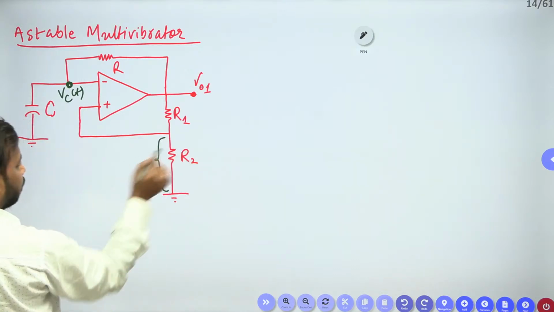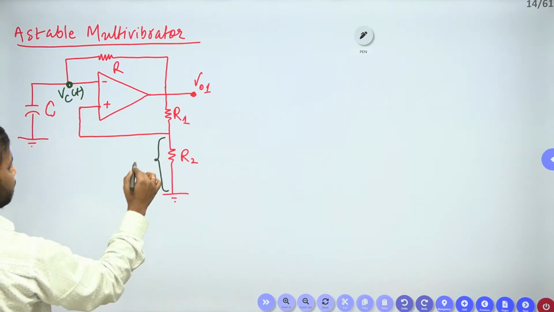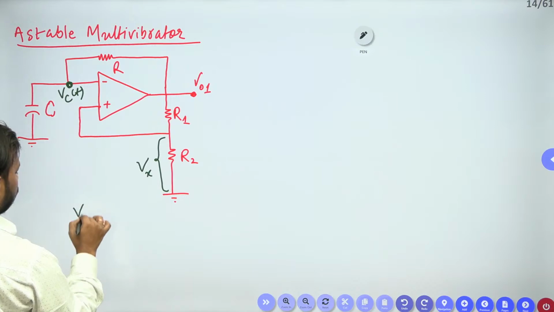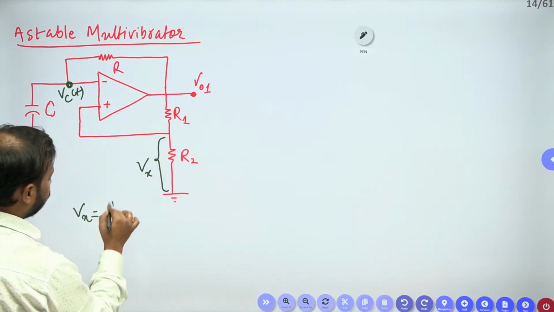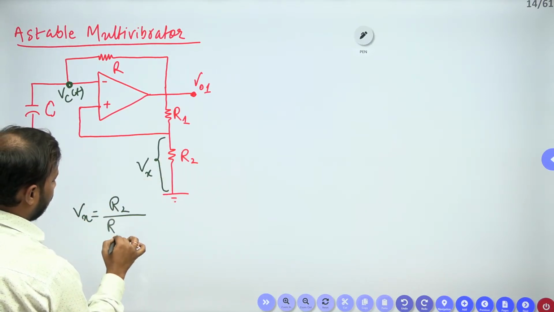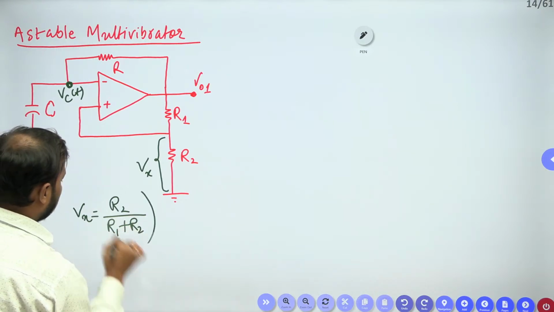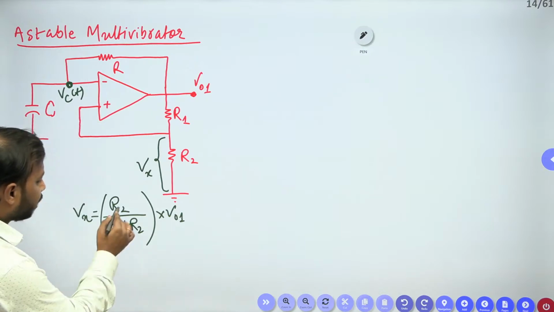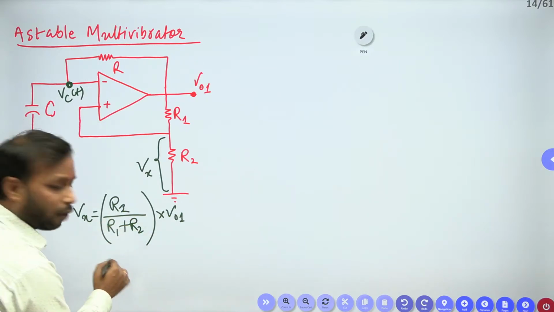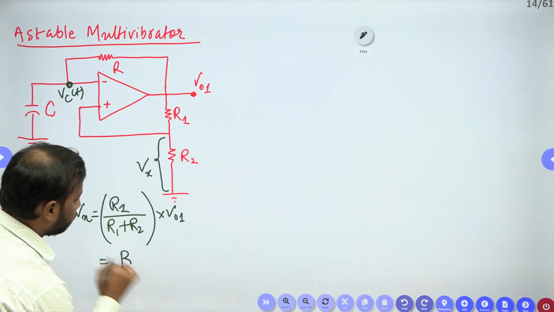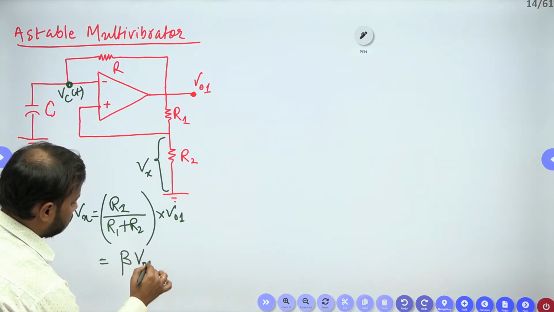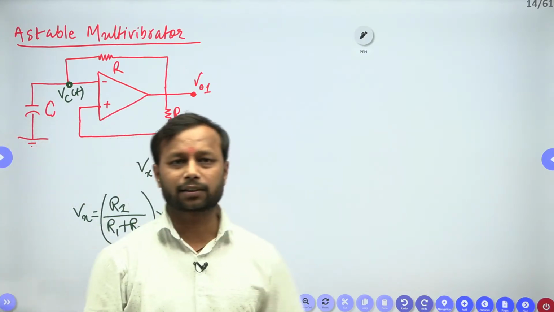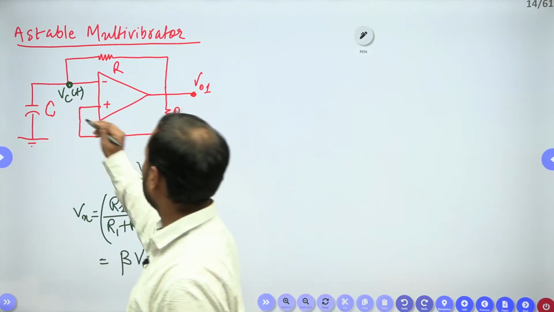Apply KVL. Let us say this voltage is Vx. So Vx will be equal to R2 upon R1 plus R2, times the total voltage V01. This R2 upon R1 plus R2 is beta. So here Vx is what basically?